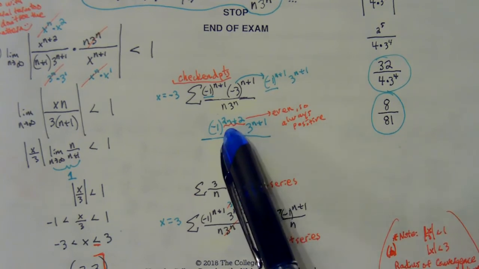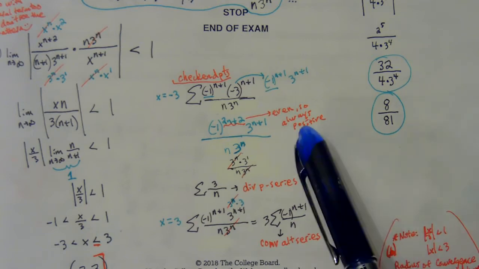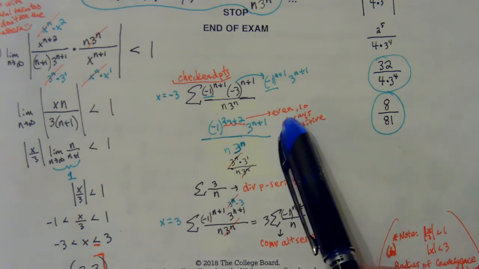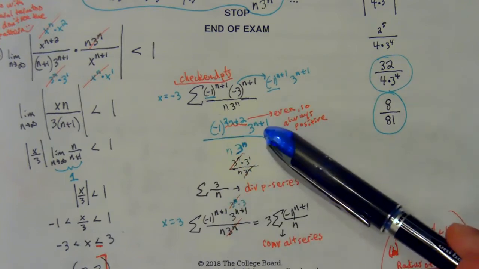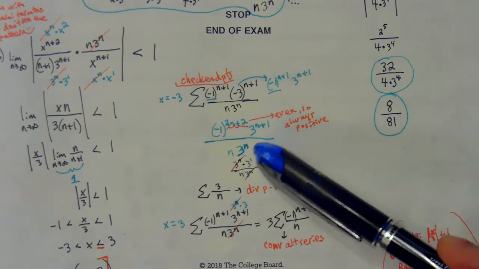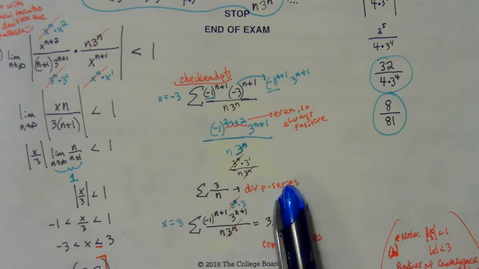Now we know 2n is always even, and if you take an even number and add 2 to it, you're going to get an even number, which means that's always positive, which means you just have this, and then you could rewrite that as 3 to the n times 3 to the 1st and get some things to cancel there. Then you're just going to get 3 over n, which is a divergent p-series.